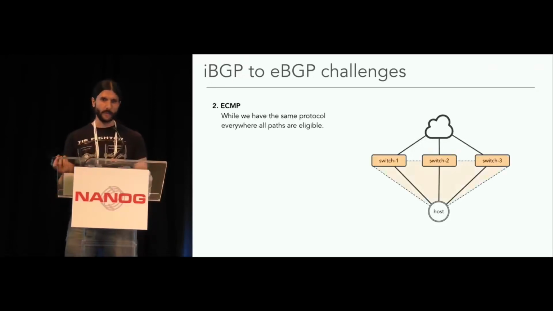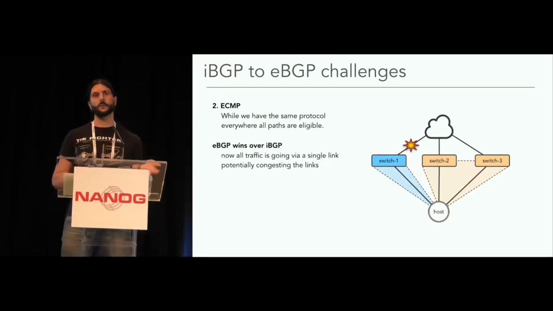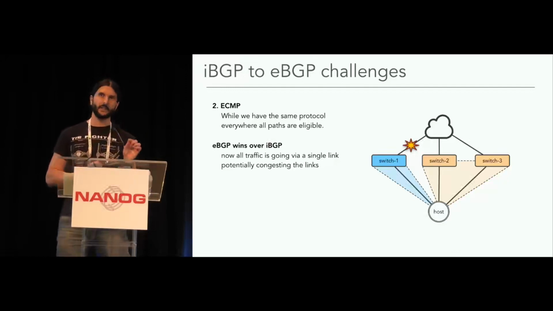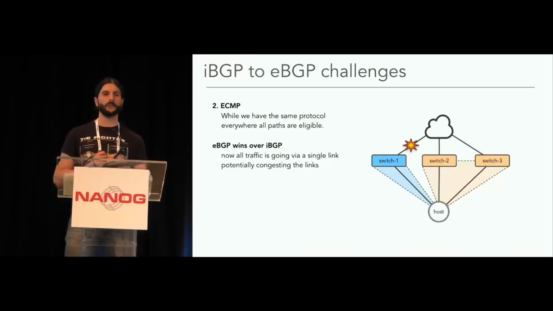And also, iBGP and eBGP prefixes are not compatible when it comes to ECMP routing. So you have these three routes that you can use. As soon as you migrate one of the devices to eBGP, that device is going to start attracting all the traffic, because eBGP wins over iBGP, and that might cause some congestion issues upstream, which is bad. It's just going to disrupt the service.